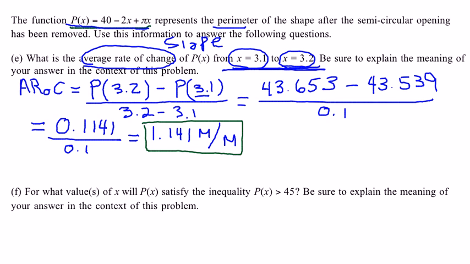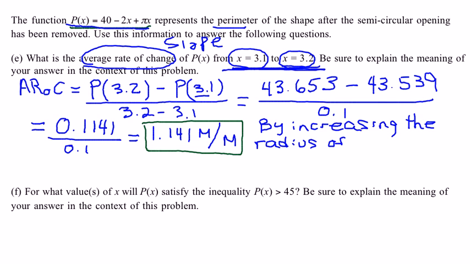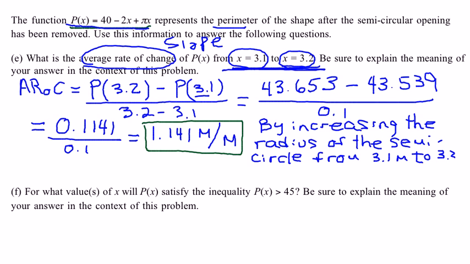What just happened? Well, what we did was look at what happens when we change the input between 3.1 and 3.2. So I'm going to write that by increasing the radius of the semicircle from 3.1 meters to 3.2 meters.